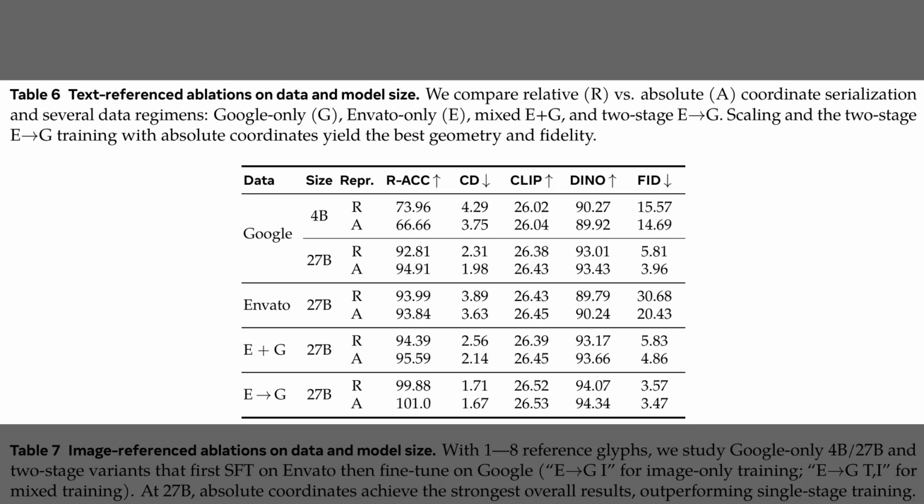Now, Table 6 provides the quantitative evidence backing up that training recipe. First, looking at the top section, scaling from 4 billion to 27 billion parameters delivers a massive jump in performance. However, the data strategy helps even more. The bottom rows show that the 2-stage approach, labeled E_G, is superior. By pre-training on noisy Envato data and fine-tuning on clean Google fonts, the model achieves the best geometry with a chamfer distance of 1.67. Additionally, comparing the representation columns R and A shows that absolute coordinates consistently yield better stability at this scale.